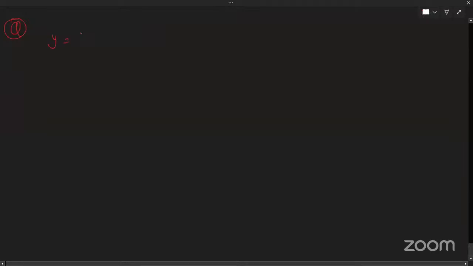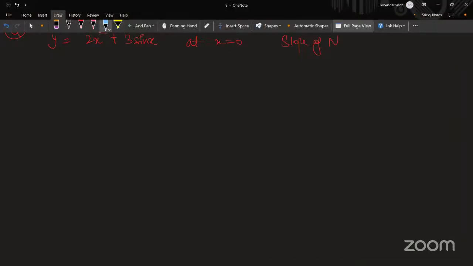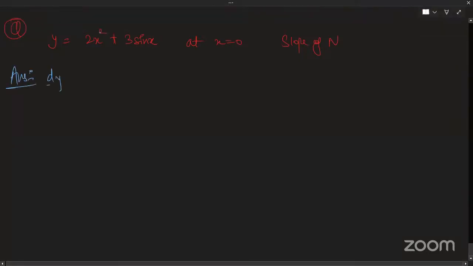So y is equal to 2x square plus 3 sin x. This is a curve that has been given to you. It is asking you at x is equal to 0 to find the slope of normal. So can you tell me what will be the value of dy by dx? 4x plus 3 cos x.